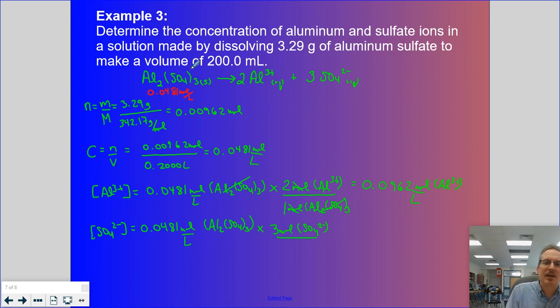Divide by, going to leapfrog back, 1 mole of Al2(SO4)3. So moles cancel, aluminum sulfates cancel. I'm going to take that full calculator number, this time times it by 3, and my number is 0.144 moles per liter of SO4 2 minus.